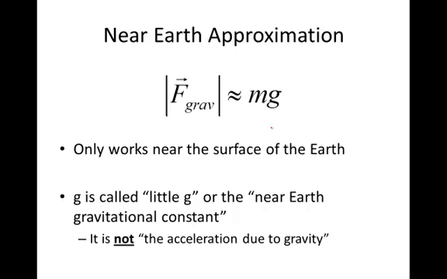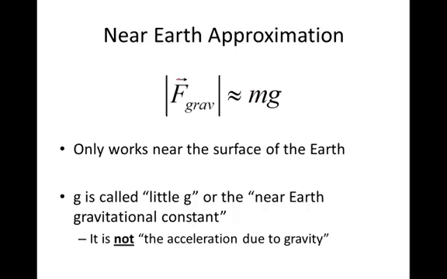One last thing that's covered in this chapter is the near-Earth approximation for gravity. When we get to the next chapter, we'll actually see that the equation is a little bit more complicated, but it reduces down to this when we're very near the surface of the Earth. And by near, I mean within a few tens to 20s of kilometers. When we get to the next chapter, we'll talk about the validity of this approximation.